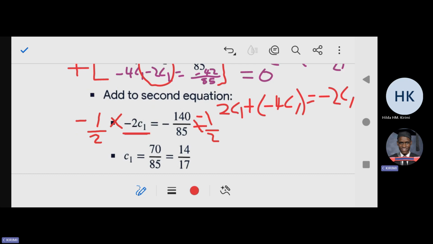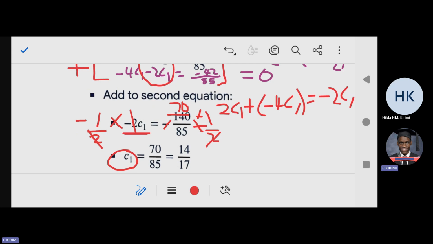Here I must also put a what? Negative. 2 and the 2, they cancel. Negative and negative is positive. This is the positive C1. Negative and negative, positive. 2 goes into 140, 70 times. So the answer will be 70 over 85.